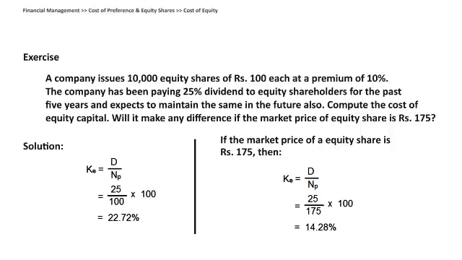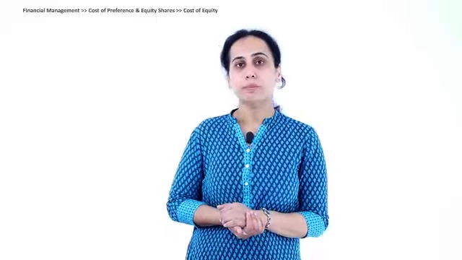Second part, they're saying, will it make any difference if the market price of a share is 175? Yes, it will make a difference. So instead of net proceeds, I'll be considering the market price. Market price is 175. So what will I do? 25 divided by 175 into 100, which will give you an answer of 14.28%. This is how we do cost of equity under the first method, dividend yield method or dividend price approach.